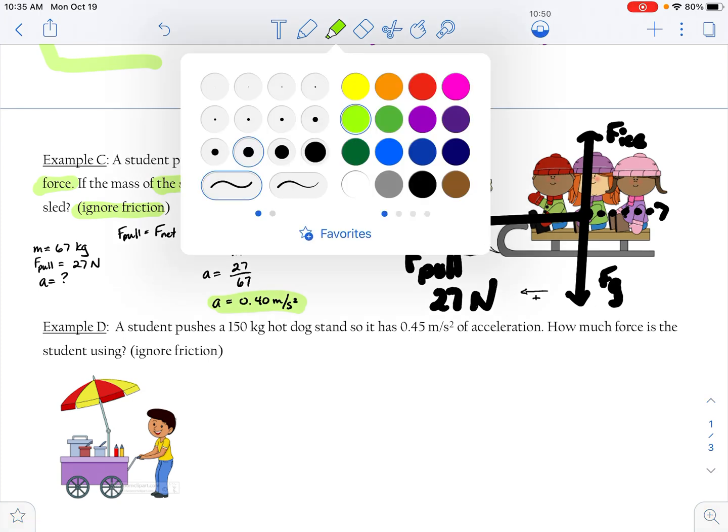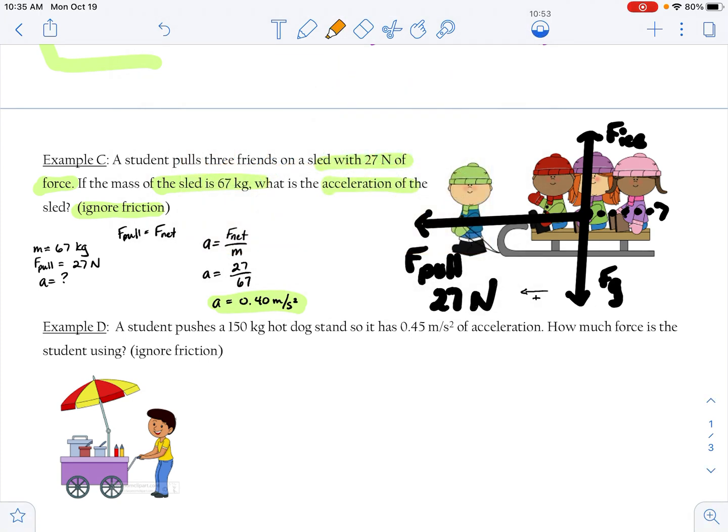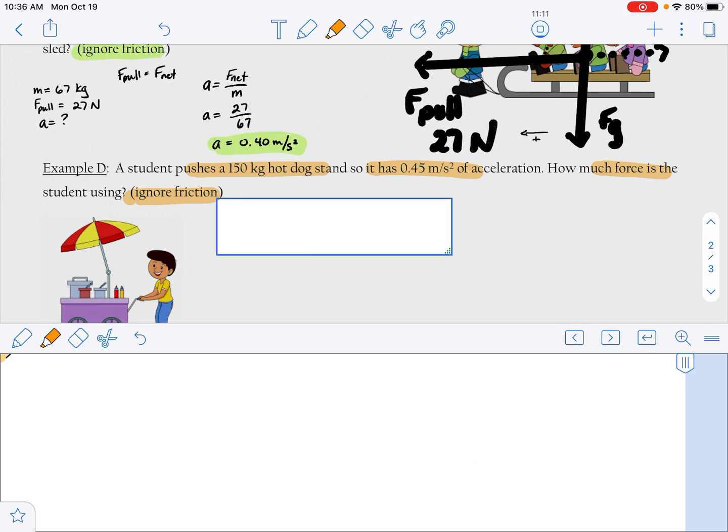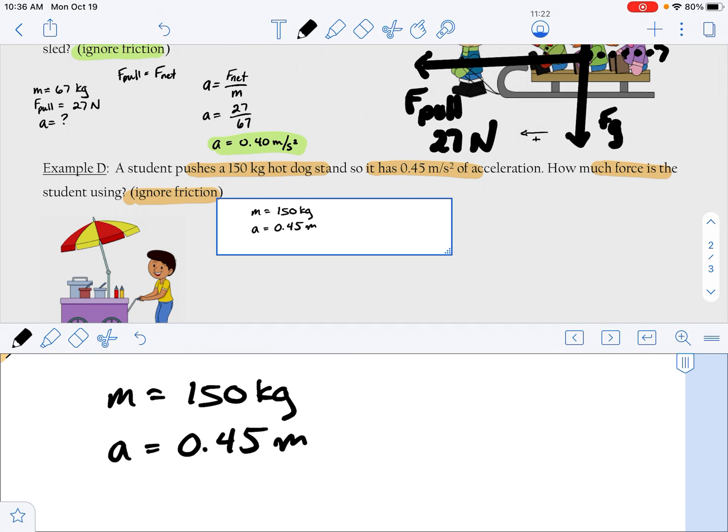All right, so now I have a student pushing a 150 kilogram hot dog cart. The cart has 0.45 meters per second squared of acceleration, and I'd like to know how much force the student is using, and I get to ignore friction again. So if we write down what we know, the mass is 150 kilograms. We know the acceleration is 0.45 meters per second squared. And I would like to know what's the net force, right? How much force is the student using?